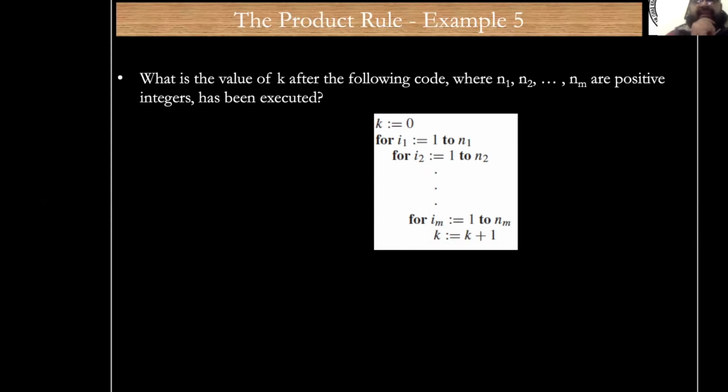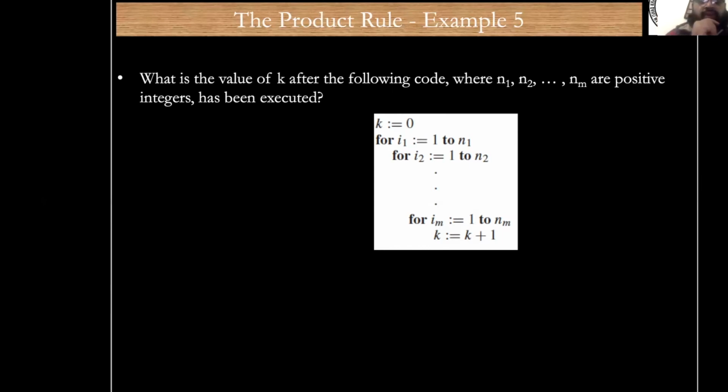Remember that it's necessary that n1, n2 and so on need to be positive. Otherwise the loop will not run, right? So let's start with k is equal to 0. For I1, which can take values from 1 to n1, we have a nested for loop where I2 can take values from 1 to n2 and so on. The nestedness continues until finally you have for Im is equal to 1 to nm, k is equal to k plus 1. So for each of these iterations, we will increment k.